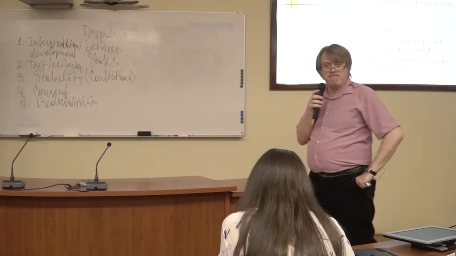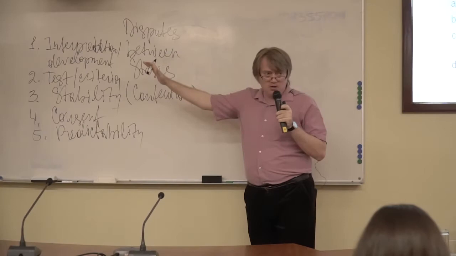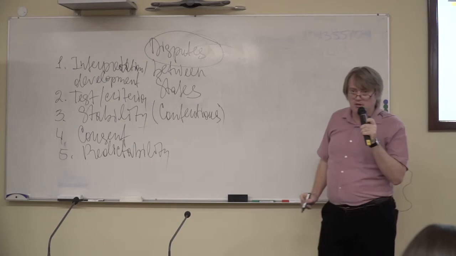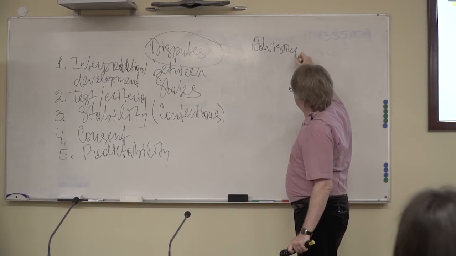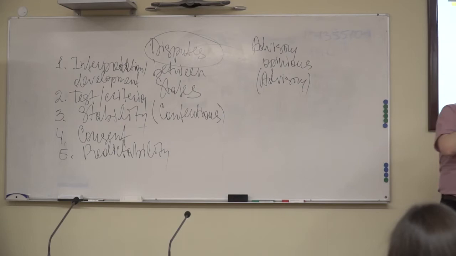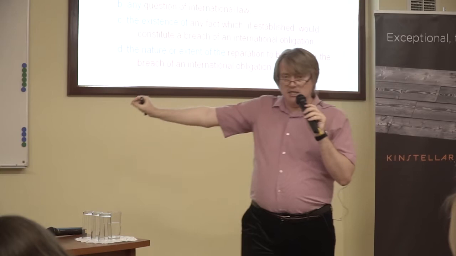Let's move on to a next aspect that I would like you to be aware of. Of course, this list is not closed. It can be continued. Let's consider briefly the other part of the ICJ's jurisdiction, which is advisory opinions. So, the contentious jurisdiction is about disputes between states, and the advisory jurisdiction is about something else.